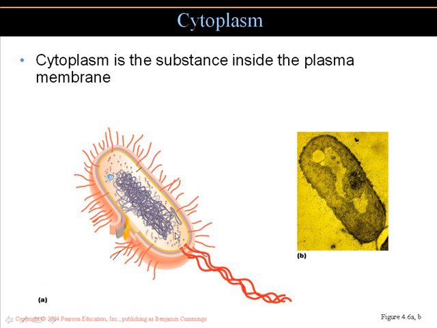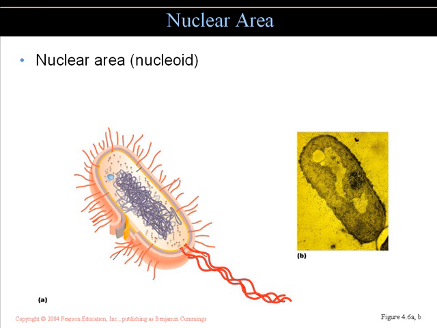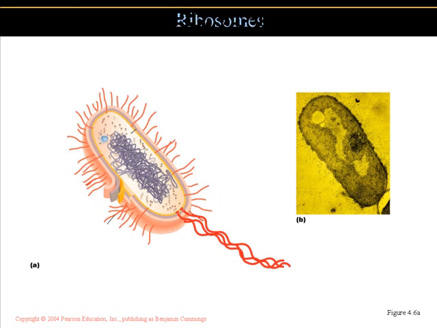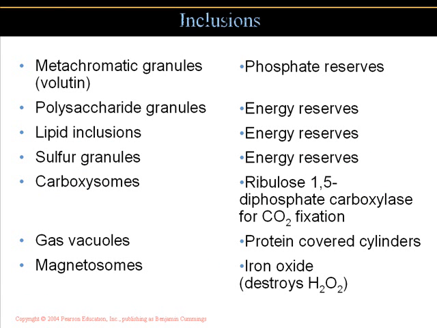Here, a jelly-like substance. The nuclear area, or nucleoid, is inside the cell. Ribosomes, again, are inside the cytoplasm and are important in protein synthesis.